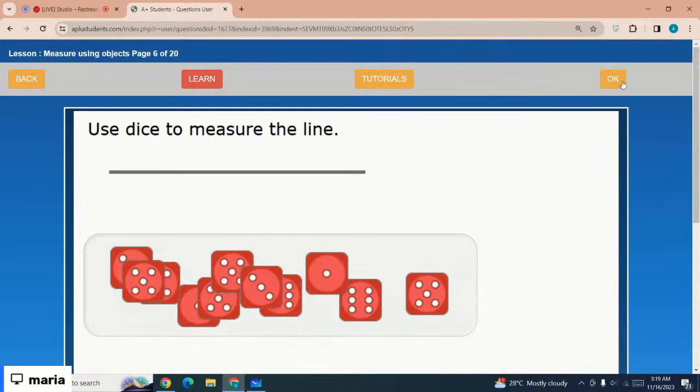We use the dice to measure the line. Please stop writing messages again and again, Tracy. I'm going to block you.